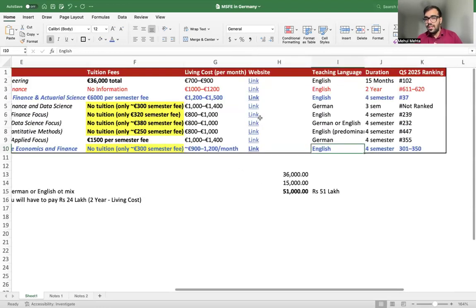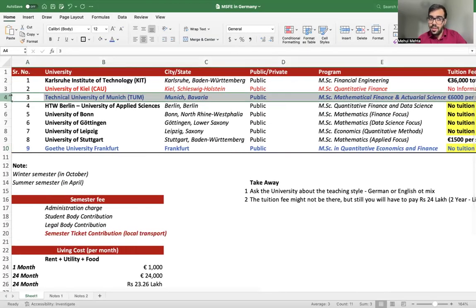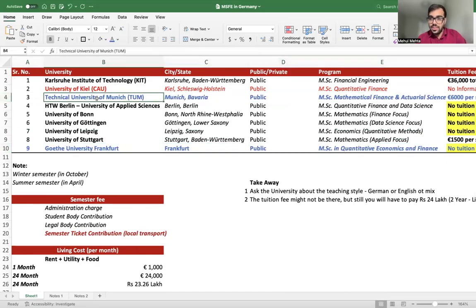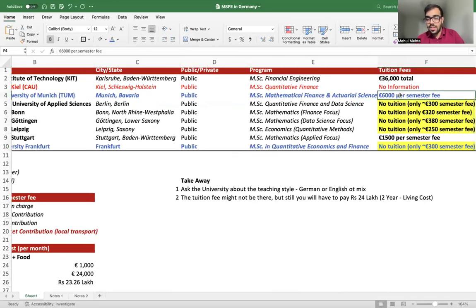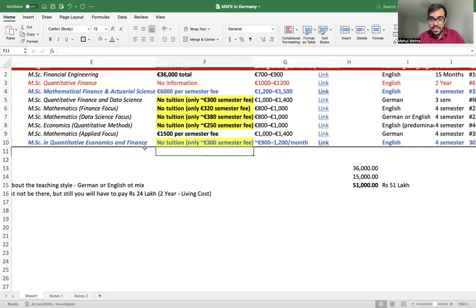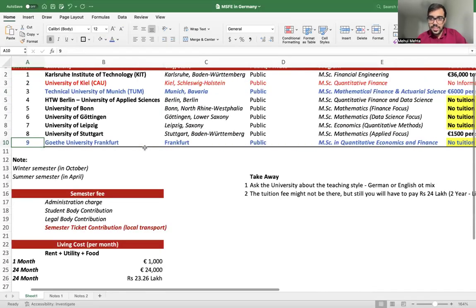So out of quick, just to summarize, what I would have gone for is definitely TUM, which is Technical University of Munich, and then I have this Goethe University. Why these two universities? Because this offers a complete master's in mathematical finance, and this offers a master's in quant finance. TUM definitely has a 6,000 euro fee, but again, if you see the QS ranking, this is 37, which is the best out of the best. And if you see this Goethe, it definitely has no tuition fee, and it is completely taught in English. So definitely that is something I would have looked at if I planned to go for a master's degree in Germany for quant finance. So these are two universities which I would recommend.